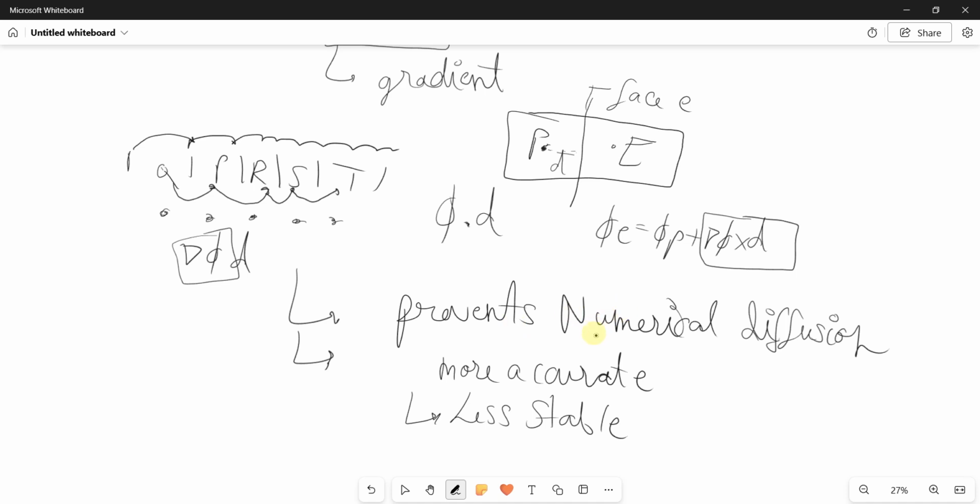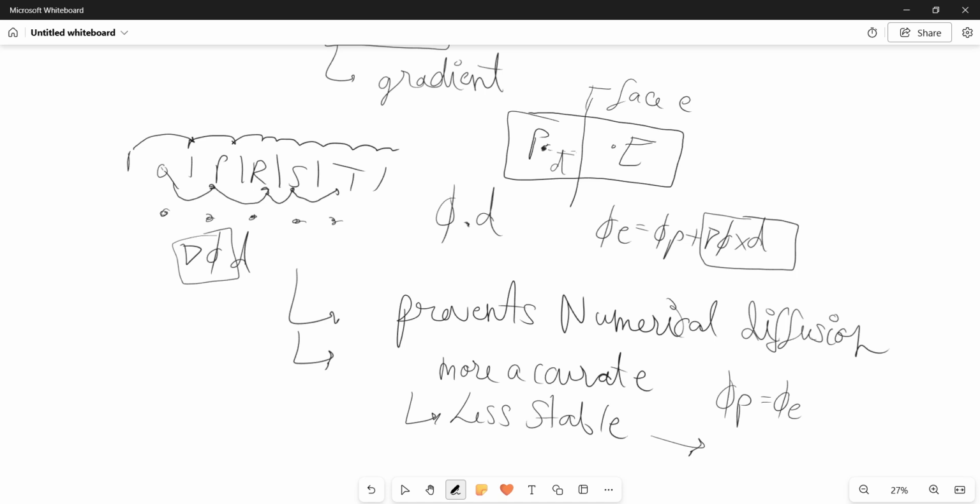So your first order upwind was more stable, because you're just considering the previous values, that is, phi P was equal to phi E. I'm sorry, that's the inverse. Your phi E was equal to phi P. So it was just a normal, simpler, faster calculation.